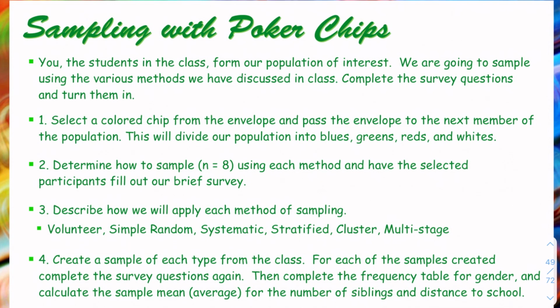Determine how to sample a group of 16 using each method and have the selected participants fill out our brief survey. Describe how we will apply each method of sampling: volunteer, simple random sample, systematic, stratified, cluster, and multi-stage, and create a sample of each type from the class. For each of the samples created, complete the survey questions again. Then complete the frequency table for the gender and calculate the sample mean. See, this is the type of design that we want to look at. We want to be able to design ways we could collect information and ask good questions.